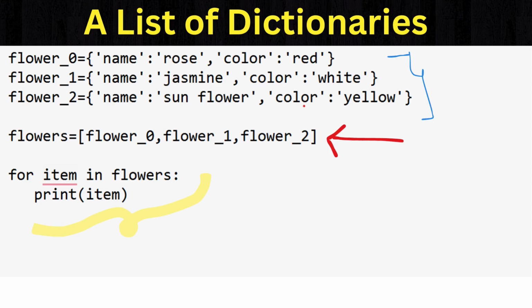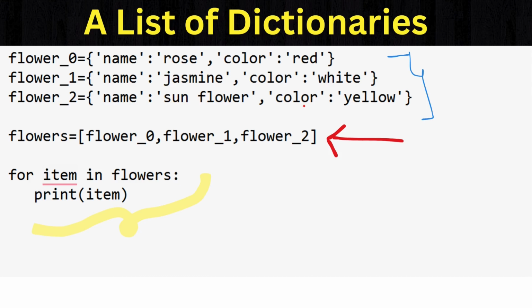In this example I have taken flower0, flower1 and flower2. These three are individual dictionaries with the keys name and color. The first one is rose and its color is red, and in the second one, flower1, we have taken name as jasmine and color is white. And flower2, sunflower, its color is yellow. Now we have taken a list named flowers and we have included these three dictionaries inside that list. So flowers is a list which holds these dictionaries.